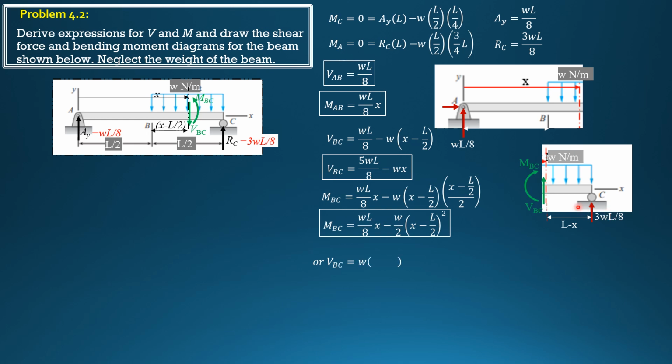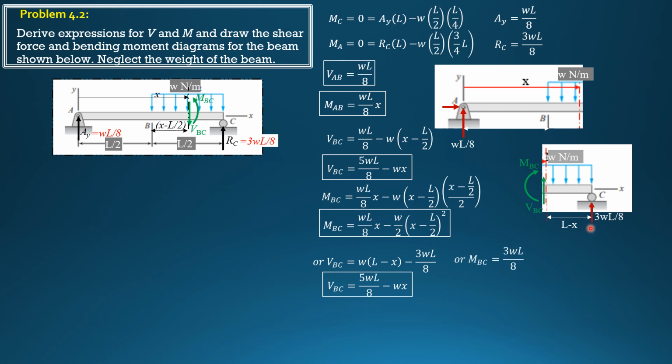So shear in BC is downward, W times quantity L minus X, minus upward force 3WL over 8. Simplifying, WL minus 3/8 WL is 5/8 WL, then minus WX. So minus WX is the same. For moment BC, remember, it is equal to counterclockwise moment minus clockwise moment. So opposite to the shortcut if we consider the left portion of the section.